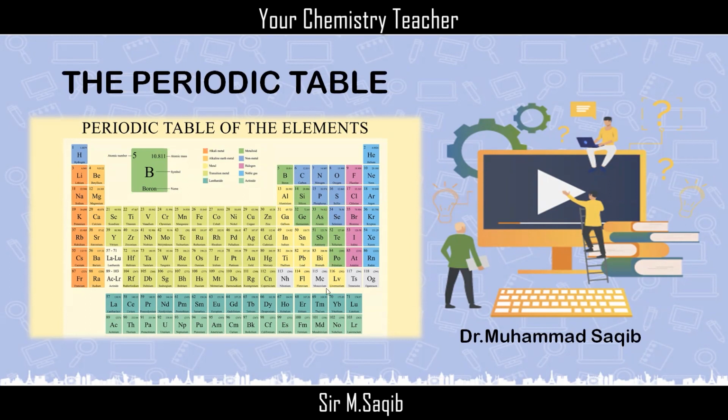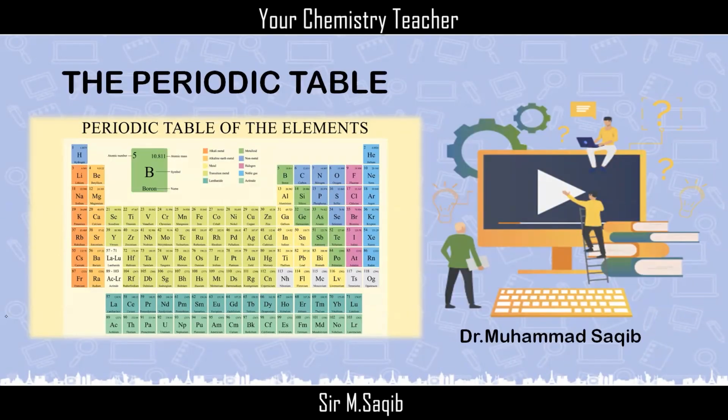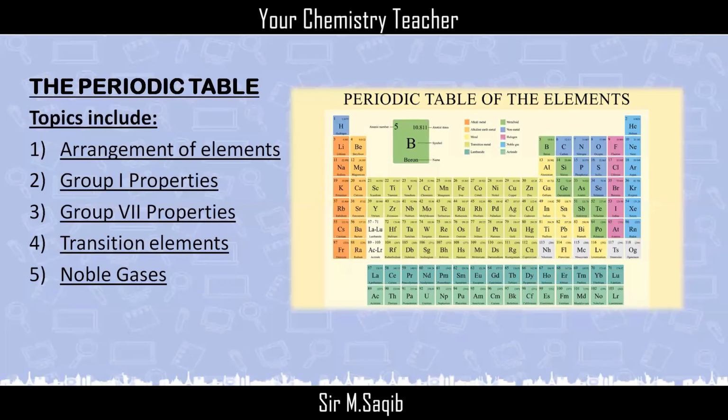We are going to start a new chapter which is called the periodic table. In this chapter, we are going to cover basically five topics. Number 1 is the arrangement of elements. In this topic, we will basically get to know how the elements are arranged in this periodic table.